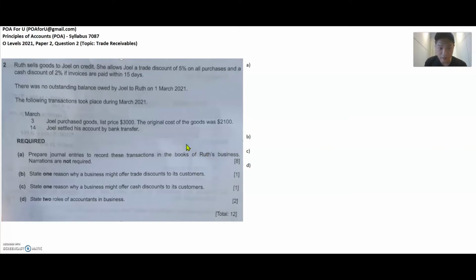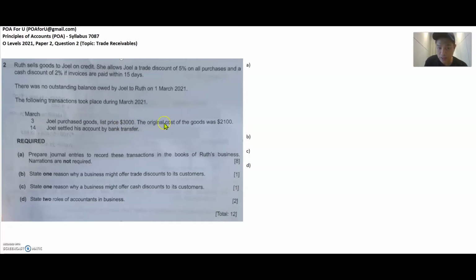So Ruth is the seller, and when Ruth sells to Joel, then a sale crystallizes, right? And what is the double entry for a sales transaction? It's credit sales because sales is credit in nature, and debit something. What is that? Trade receivables. Yes, absolutely right. Now the trick to this question is how much should you put?